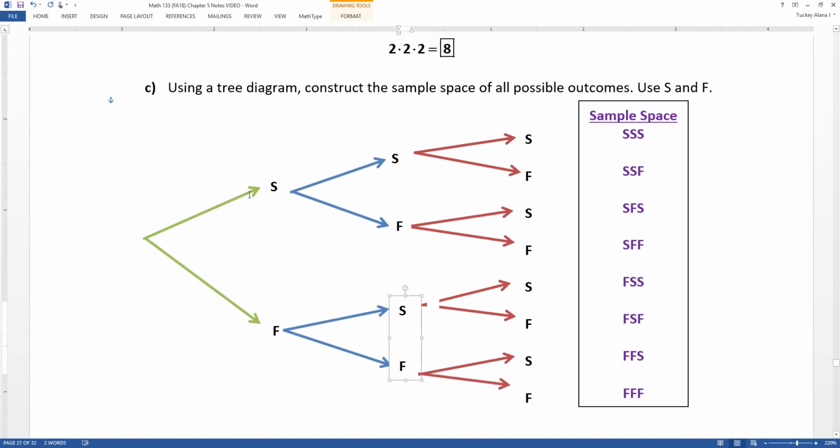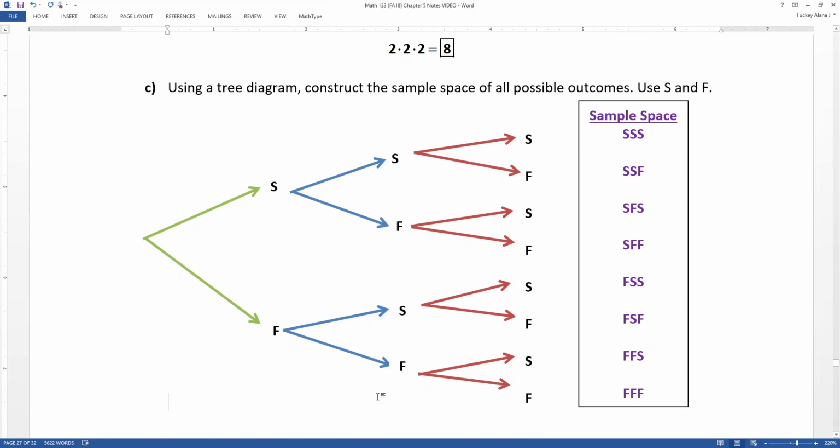Remember that it has to be vertically aligned, moving from left to right. That's the way tree diagrams are. So it's got to be all lined up. These S's and F's should be all in a perfect vertical line over each other.